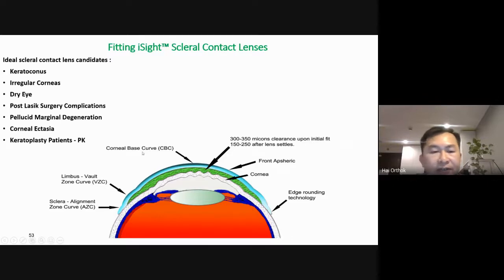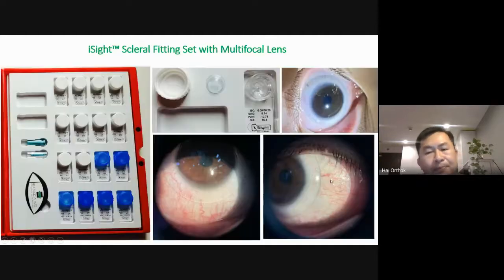It has a base curve. It has a limbus zone, which is the most important area, to release the touching between the cornea and the sclera. Then it has a sclera or alignment zone, which is the second most important, to prevent impingement or very high pressure on the scleral area where the lens is landing.